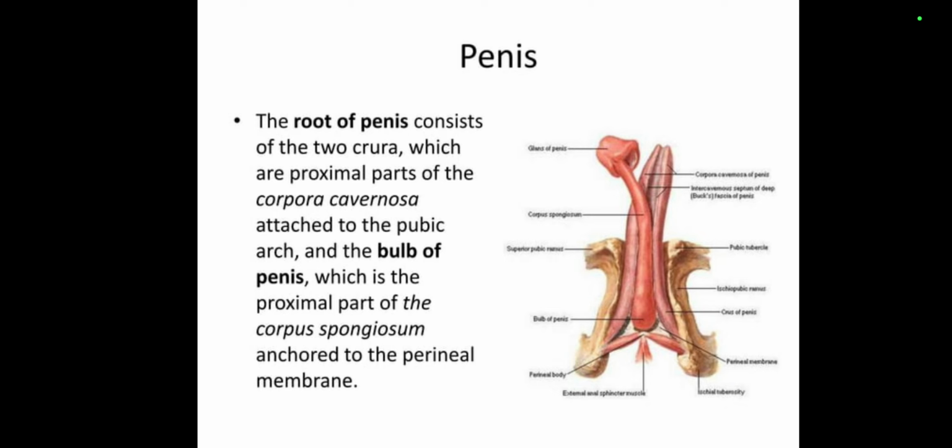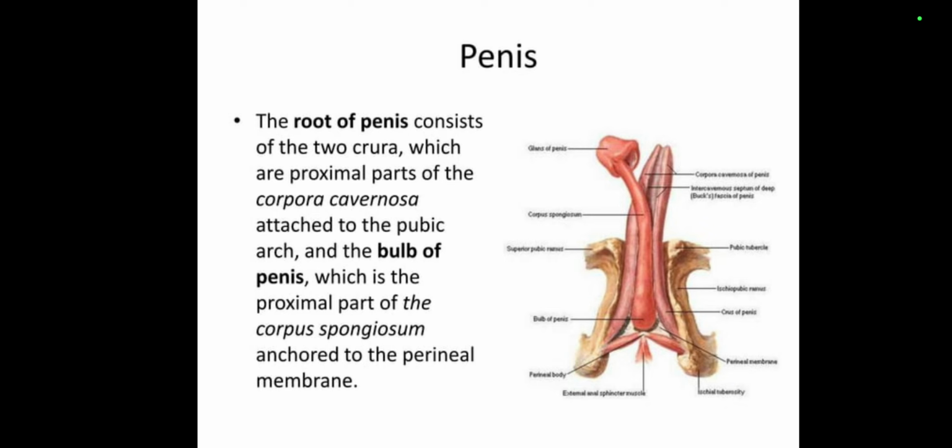So, if you're trying to figure out what corpora cavernosa or corpus cavernosum is, it is formed in the penis, and it contains blood vessels that fill with blood to help make an erection. That is the reason why the penis erects, because of the root of the penis, which is the corpora cavernosa or corpus cavernosum. Okay? Corpora cavernosa is the reason why the penis erects.